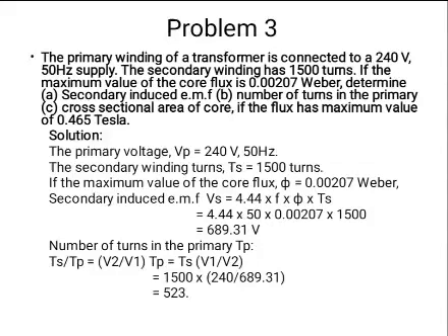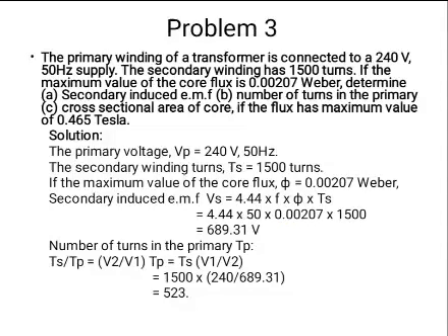The primary voltage is given, that is 240 volts, 50 Hz. Secondary winding turns are given, that is N2 or Ts, 1500 turns. The maximum value of the core flux is given, that is 0.00207 Weber. The flux density is given in terms of Tesla, that is Weber per meter square. The secondary induced EMF is calculated using the formula. Substitute all the values: frequency, flux and secondary turns. We get the secondary induced EMF as around 689.31 volts.